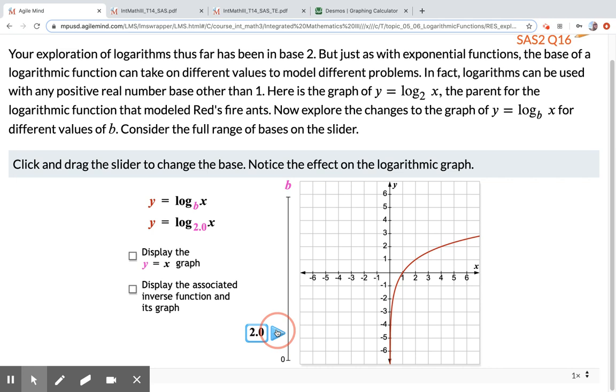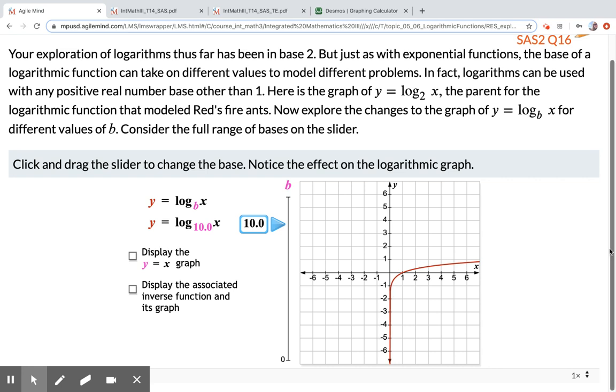Well, let's see what happens. As my base increases, watch what happens. Oh my gosh. Watch what happens to my poor little logarithmic function. Oh my goodness. It is getting really, really squished. Oh my. So take a look at this. Here I have log base 10. So now that I have log base 10, let's see, it got really squished.